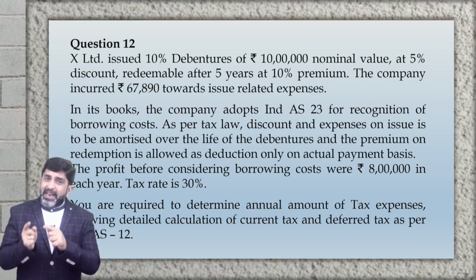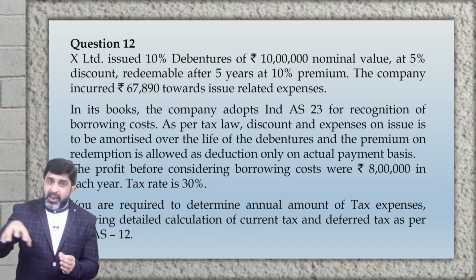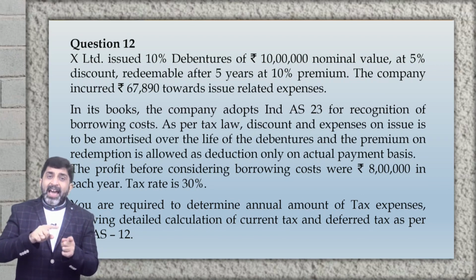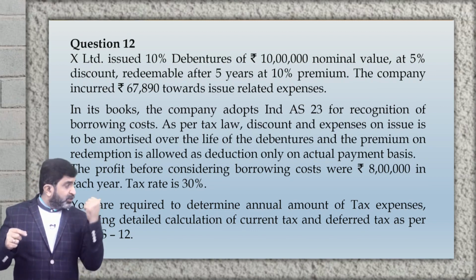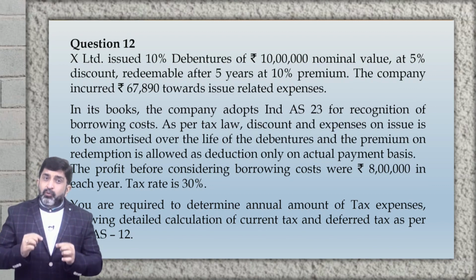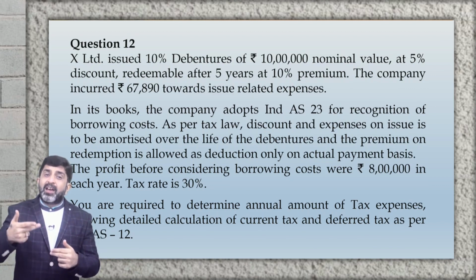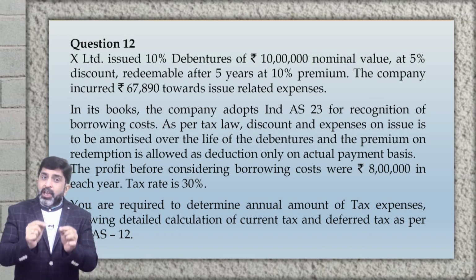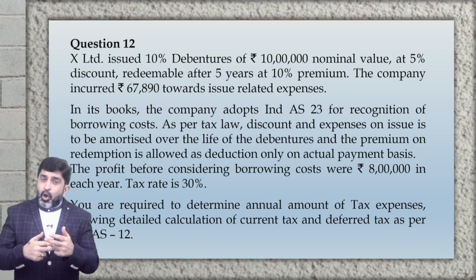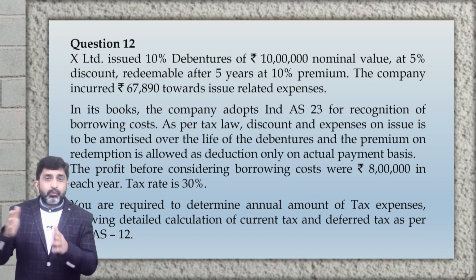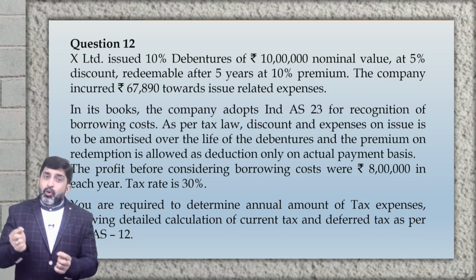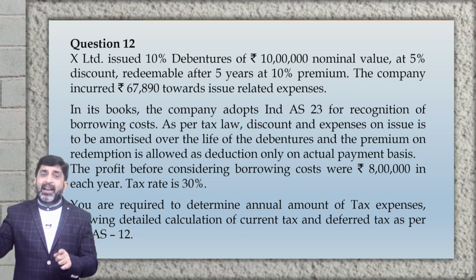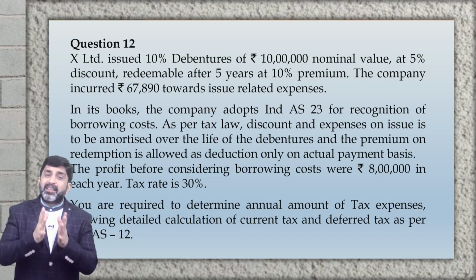As a result, as per Ind AS 23, you need to figure out what would be that rate which will accommodate all these factors. But as per tax law, the concept of effective interest rate will not apply, and as mentioned in the question, the interest payment will be allowed as a deduction as and when the interest is paid. Expense on issue and discount on issue will be deductible on systematic amortization basis, where amortization is permissible over the life of the debentures, and the premium on redemption will be permissible as a deduction only at the redemption date when the payment is actually made.